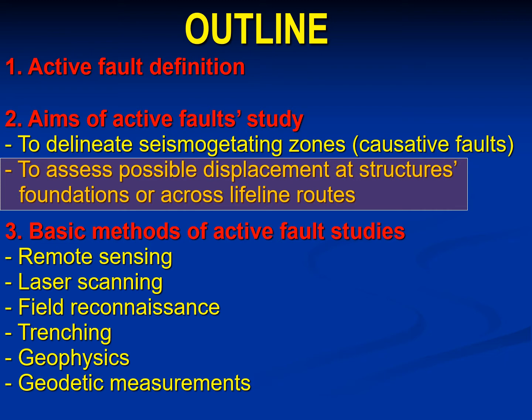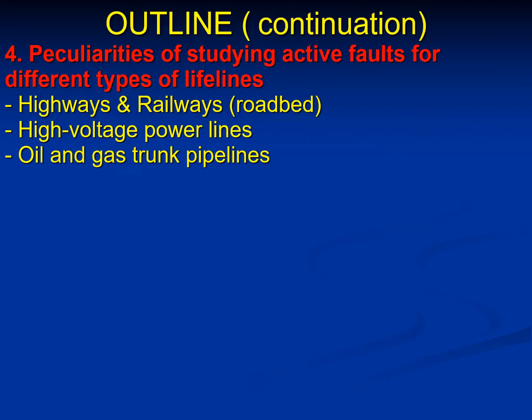Briefly, I will describe basic methods of active fault studies: remote sensing, laser scanning, field reconnaissance, trenching, geophysics, geodetic measurements. Then we will discuss peculiarities of studying active faults for different types of lifelines: highways and railways, roadbed, high voltage power lines, and oil and gas trunk pipelines.